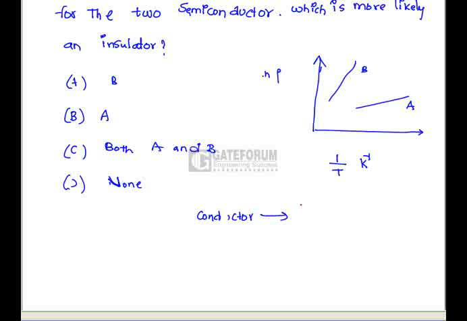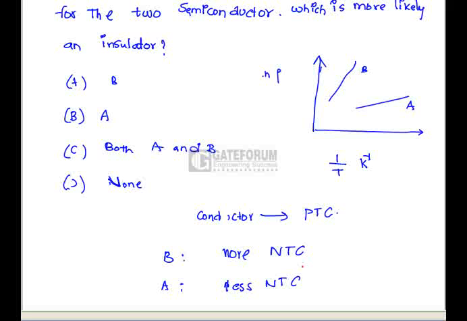Conductors have a positive temperature coefficient. So in the case of semiconductor B, the variation in the resistivity is higher compared to the variation in resistivity for semiconductor A. Hence semiconductor B has a more negative temperature coefficient, whereas semiconductor A has a less negative temperature coefficient. Both have a negative temperature coefficient, but B has the more negative one.